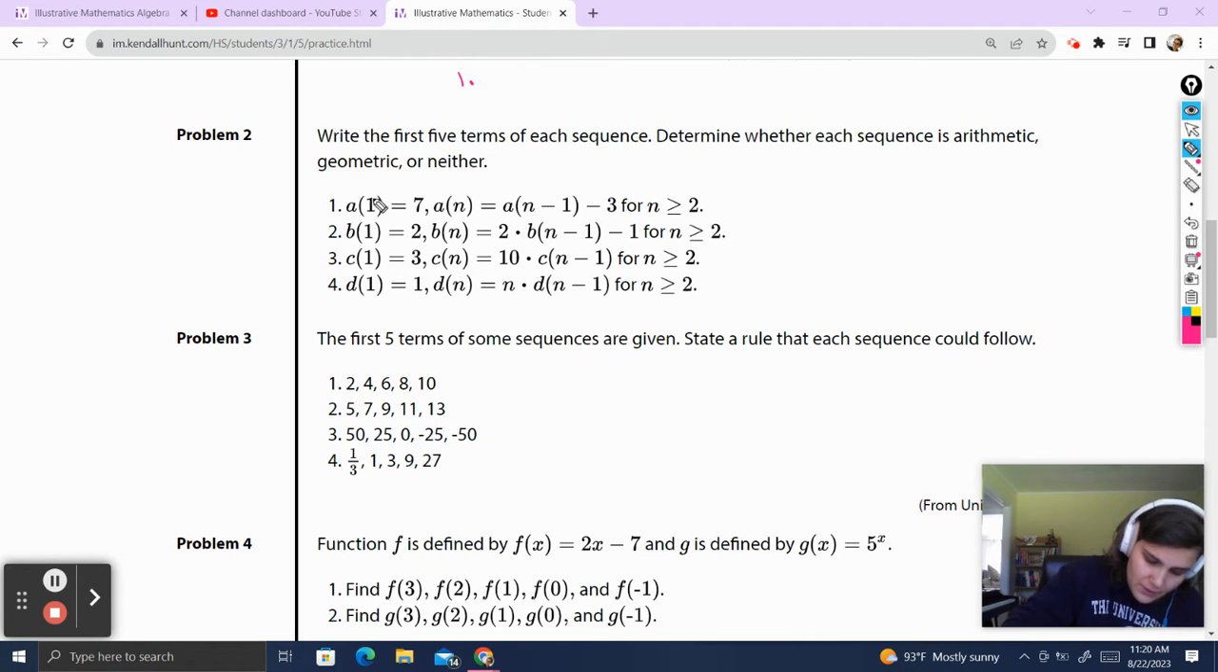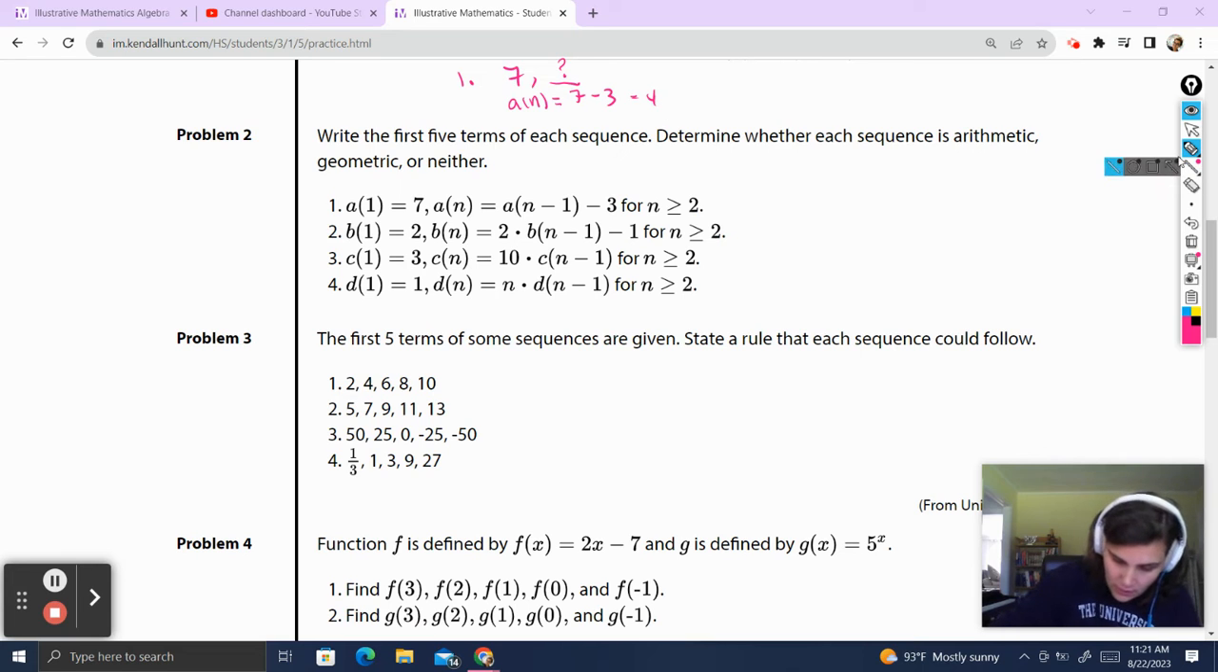The first term of the sequence is going to be 7. Okay, that was easy. The next term of the sequence is a of n equals a of n minus 1 minus 3. So we're going to figure out the next term, which is a of n. This is going to equal the one before it. So the one before it, in this case, because I'm looking for this one over here, is 7 minus 3, which gives me 4.